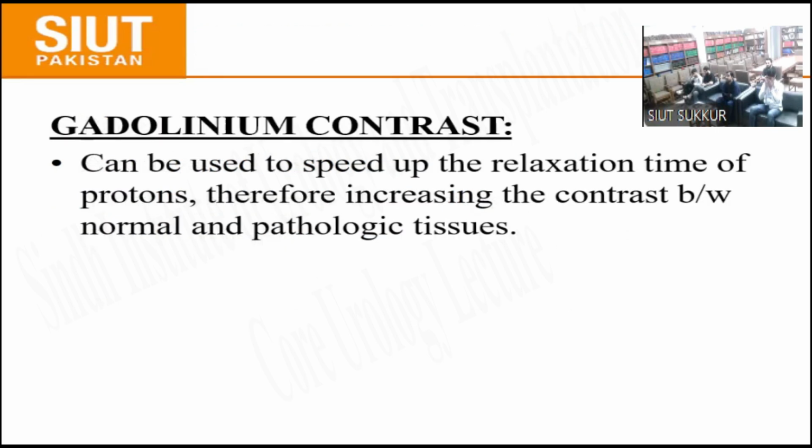Gadolinium contrast, which we commonly use in MRI, can be used to speed up the relaxation time of protons, therefore increasing the contrast between normal and pathologic tissues.